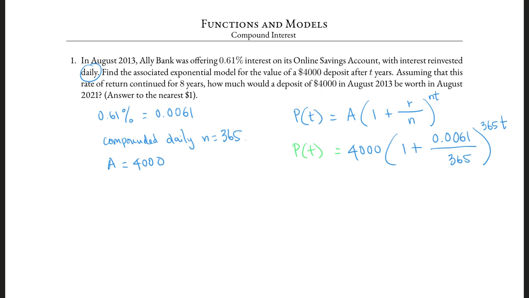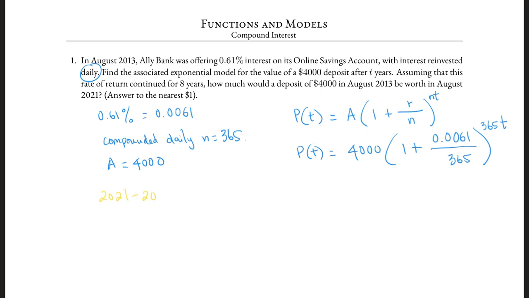This equation is the amount after t years, and so we would need to have t as the independent variable. Notice that we replace all of these letters with the given information except for t itself. Assuming that this rate of return continued for 8 years, how much would a deposit of 4,000 in August 2013 be worth in August 2021?